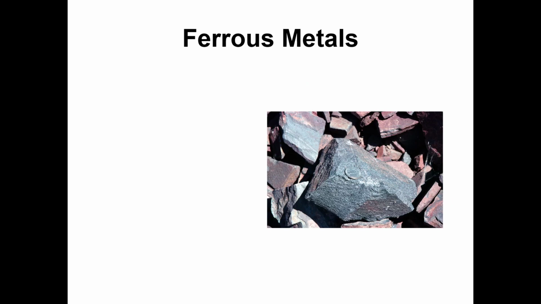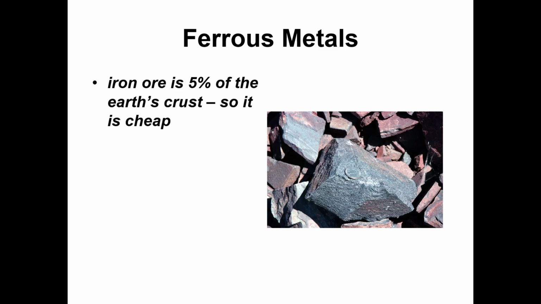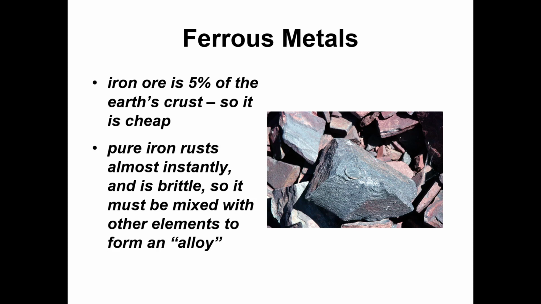Okay, so ferrous metals is a broad category of things made of iron. There's lots of iron in the Earth's crust. Science tells us it was collected there by oxidation of iron in the ocean by these little critters that lived some billions of years ago, and laid down these huge deposits of iron ore in the Earth's crust. So it's 5% of the Earth's crust. So it's abundant and therefore cheap. But it rusts almost instantly, and it's brittle.